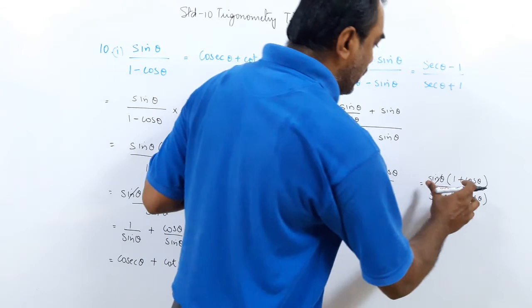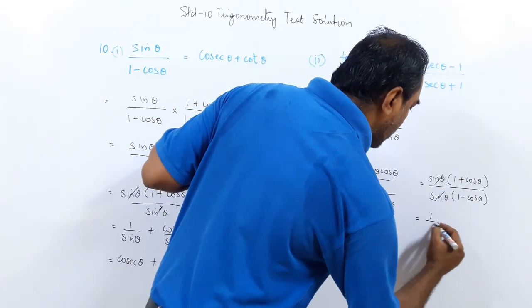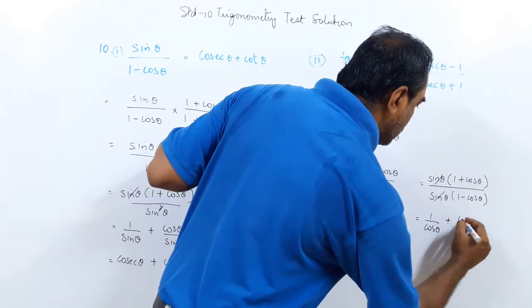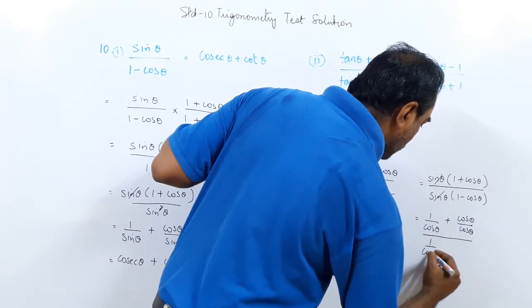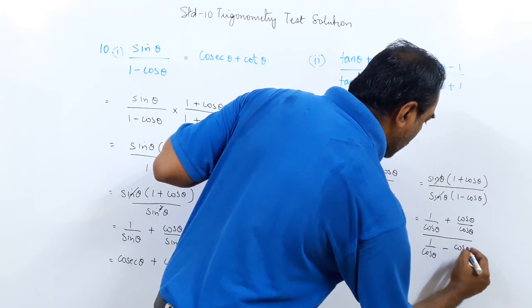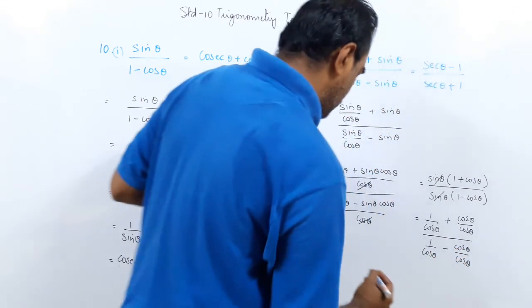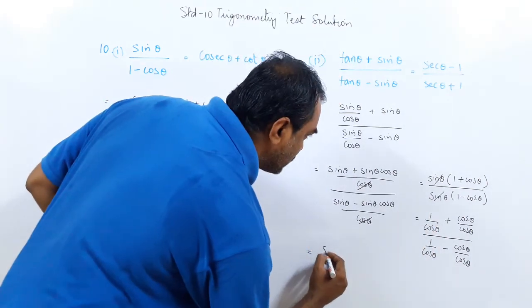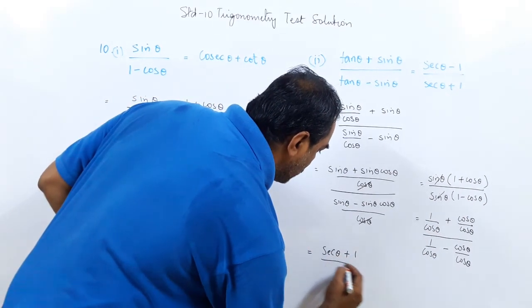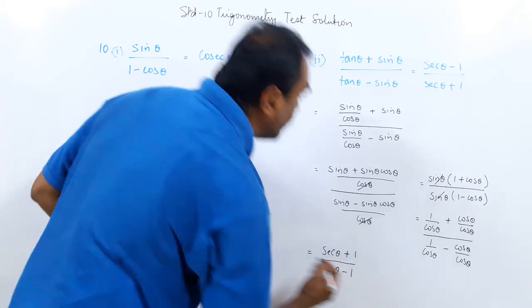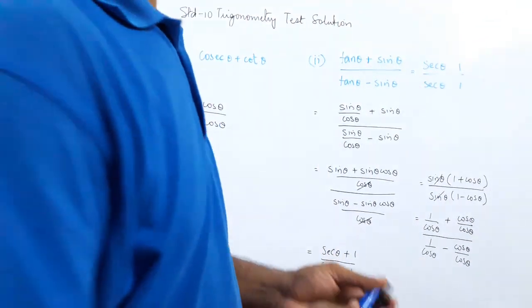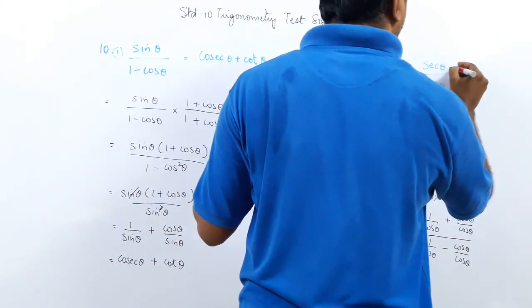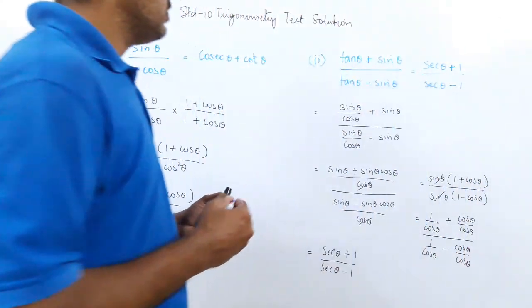Now, if we divide the numerator and the denominator by cos theta, I get 1 by cos theta plus cos theta by cos theta upon 1 by cos theta minus cos theta by cos theta. What is the final answer? 1 upon cos theta is sec theta plus 1 upon sec theta minus 1. So I think there is a mistake in the sum here, again in the signs. The sign should have been as it is. So we are getting sec theta plus 1 upon sec theta minus 1.